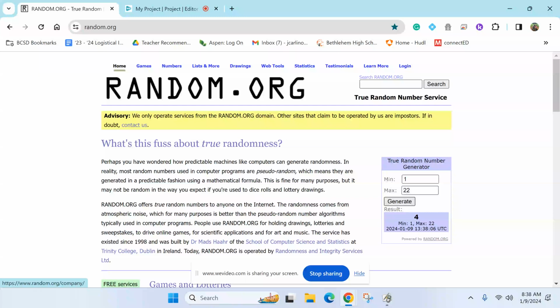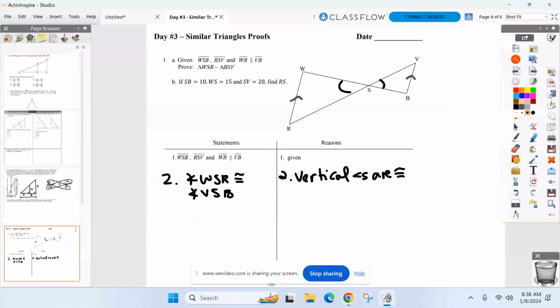Tess, back to you. I gave you those parallel lines for a reason. Angle WRS and angle VVS are congruent. Yep, R and V. All right, R and V are congruent. Tess also could have given me W and B congruent for the same reason. But we'll do R and V. So angle R congruent to angle V. Again, we could have also said W and B.